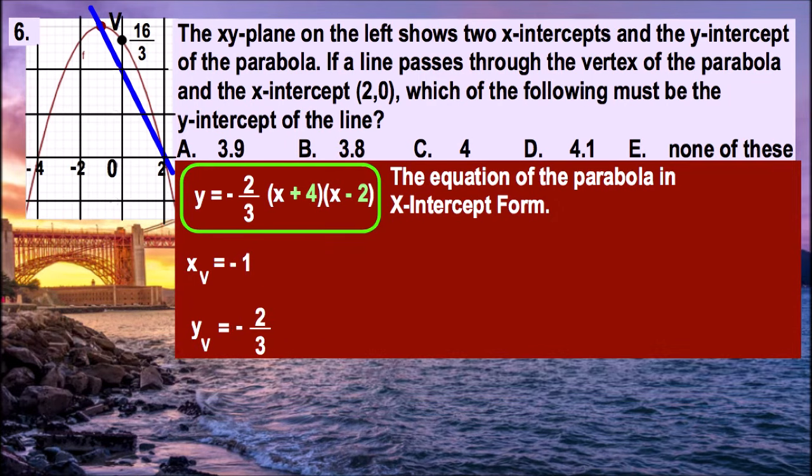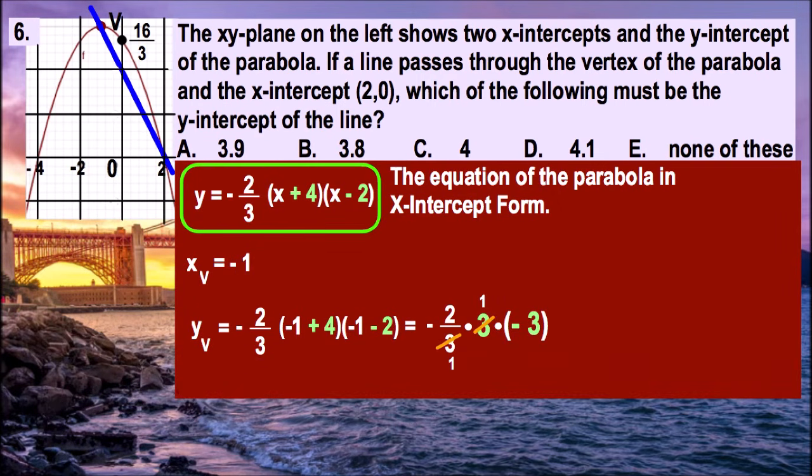Now y vertex is equal to negative 2/3 times negative 1 plus 4 multiplied by negative 1 minus 2. We substituted our x vertex into the equation of the parabola. Evaluating this, we get negative 2/3 times 3 times negative 3. We can cancel out the 3 at the bottom and the 3 at the top and get an answer of 6.